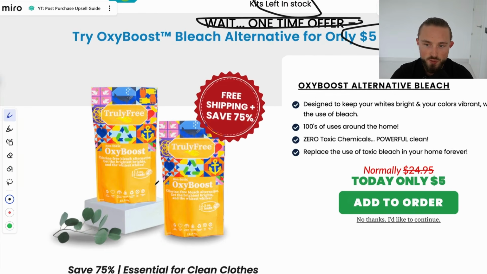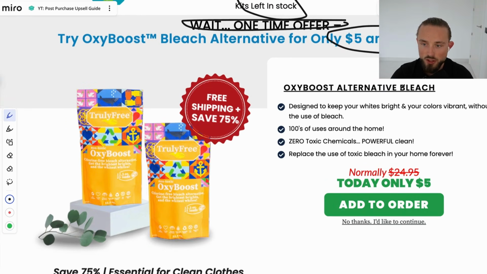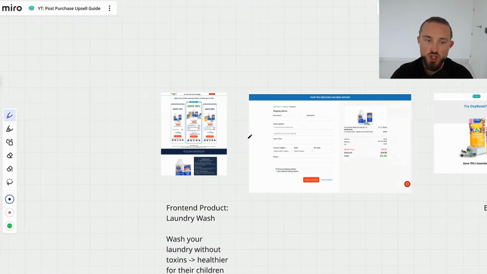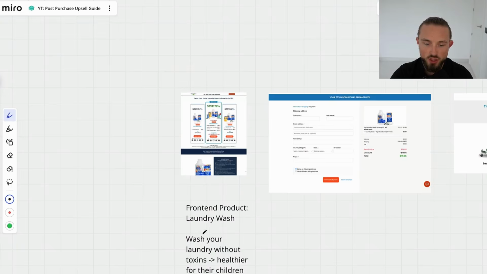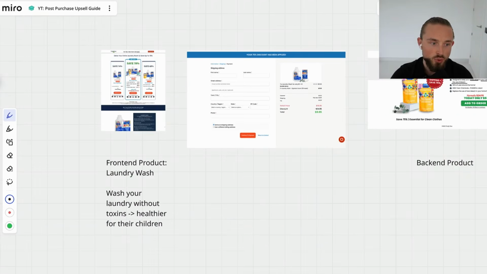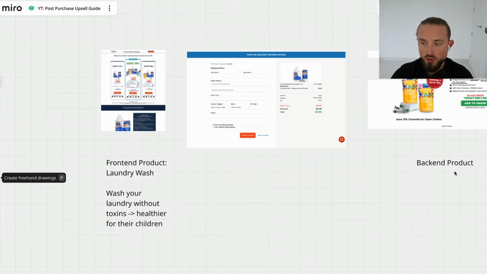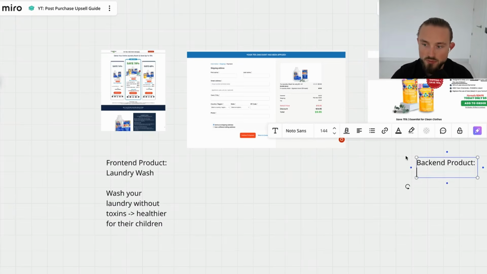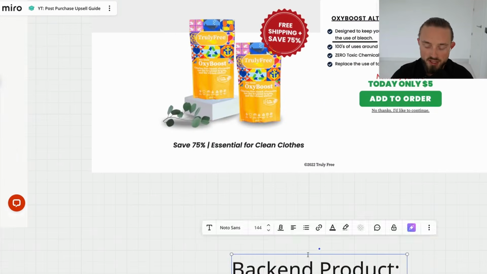Now, if we look at this product, you can see that this is saying OxyBoost alternative bleach, designed to keep your whites bright and your colors vibrant without the use of bleach. As you can see, this is not a more-of-the-same upsell. We don't upsell them on just more of the laundry wash. The first back-end product is essentially a complementary product. The back-end product is essentially an alternative bleach.